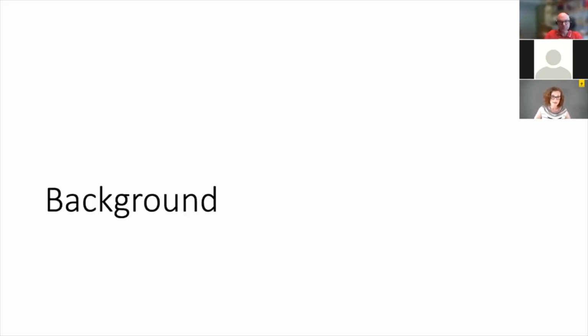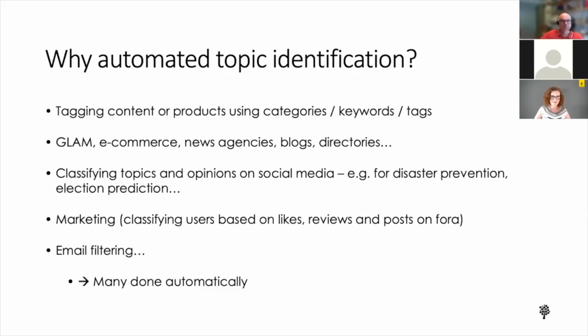So let's start with the background. Why do we want to use automated topic identification more generally? Well, certainly to tag various content or products using categories or keywords or tags. We'll especially talk about applying this in the LAM sector or the GLAM sector, but certainly also e-commerce, news agencies use keywords to add them to their news stories.